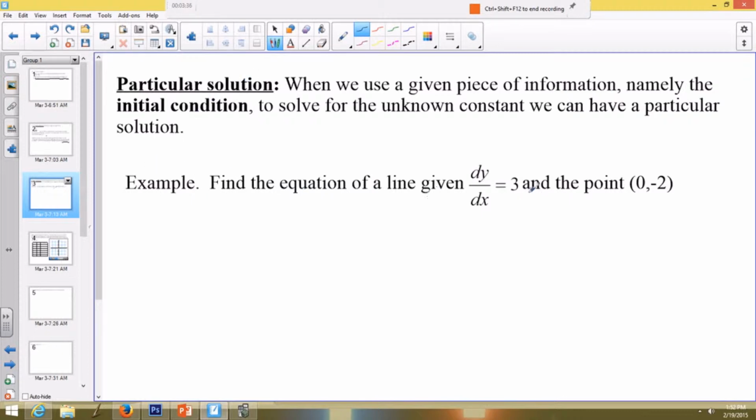And as an example about this, trying real low level, keeping it easy to start with. If I give you an example, this is a differential equation. The derivative dy over dx is equal to 3. Find the equation of a line given this information. Well, we know something about a line. We know that the slope of a line is a constant. And we can essentially say that the derivative of any line is its slope.